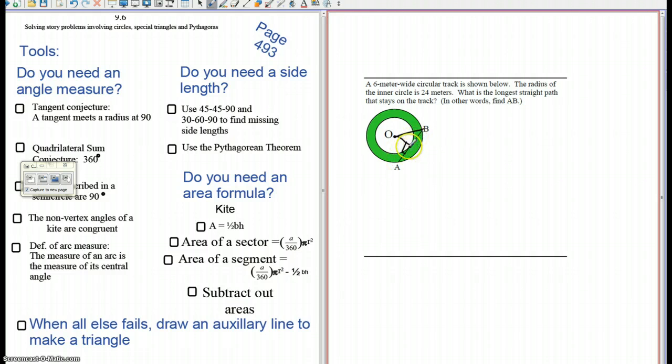And whenever you draw that length, that will be a perpendicular. So I know this is a 90 degree. I don't know it's 30, 60, 90. I don't know it's 45, 45, 90. But let's talk about what lengths we know. We know that this length is 6 meters. That's the distance from here to here. I'm going to mark that as 6. I know the radius of the inner circle is 24 meters. So this length is 24 meters.